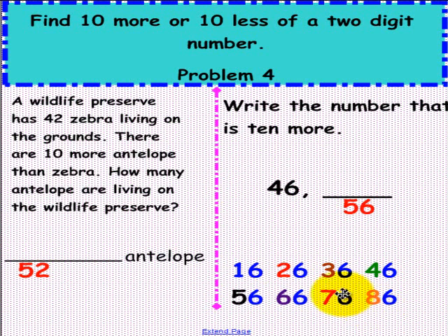So, if we're looking at number 36 and we want to add 10, the next number would be 46. If we're looking at 36 and we want 10 less, that number then would be 26. Okay, if your answers match ours, that is astonishing.